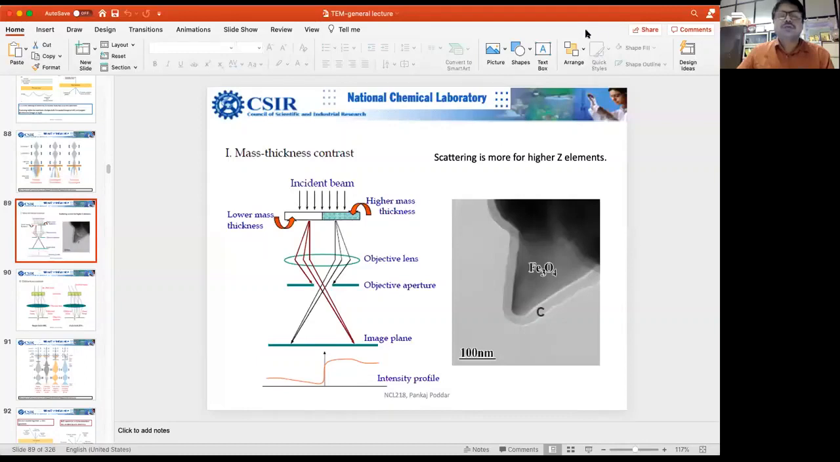Now look at this. This will answer your question. When electrons pass through low mass thickness and higher mass thickness, they'll be absorbed more here. So basically, suppose you are bombarding 1,000 electrons in a period of time. Probably let's say 200 from this area, which is thicker, 200 electrons will be absorbed in the inelastic scattering events, or they will just turn here and there. They will not be going in the direct path.